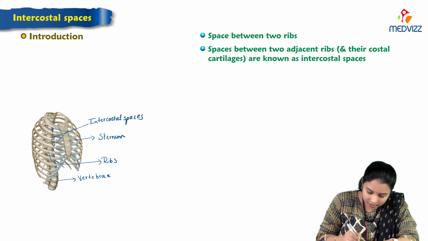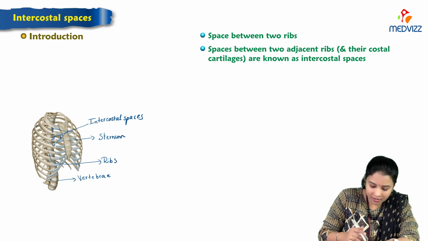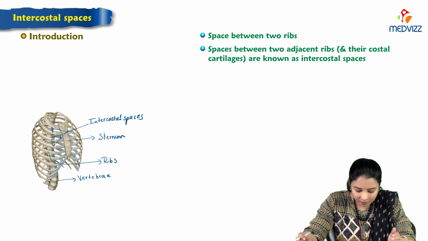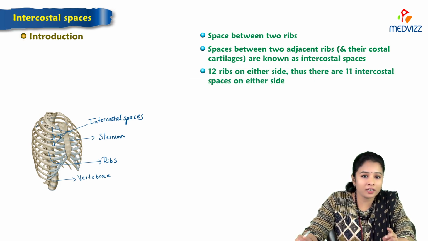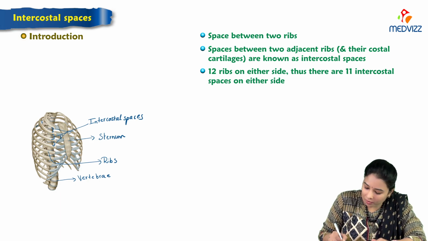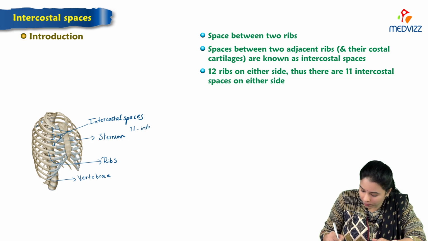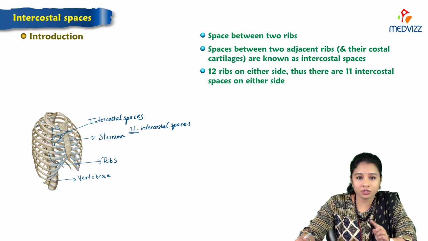So between the adjacent ribs and between the costal cartilages too, altogether it extends posteriorly till the vertebra on each side, and this is called the intercostal space. Since there are 12 ribs on either side, there are 11 intercostal spaces. So we now know we have 11 intercostal spaces.